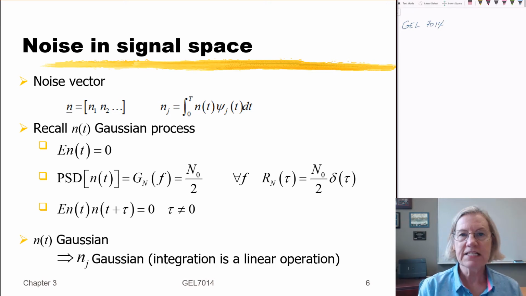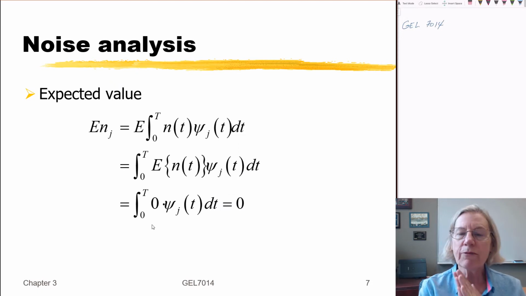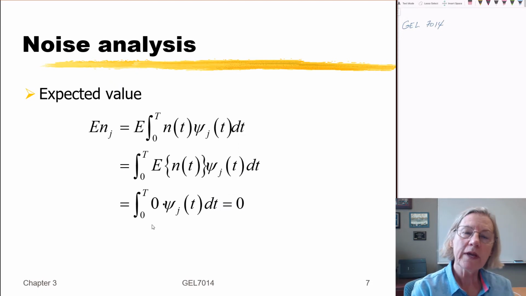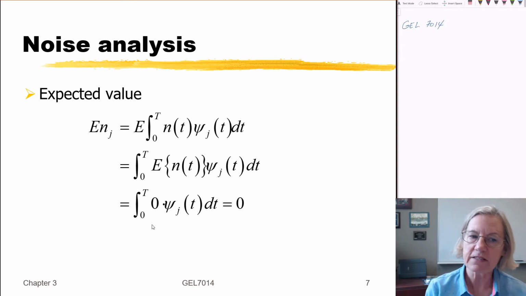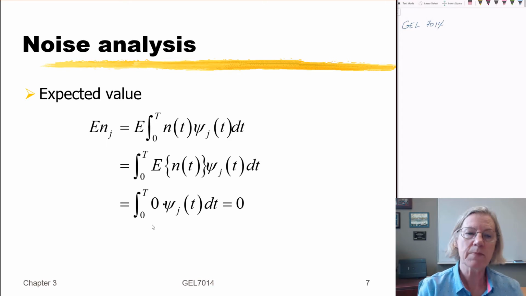Because n of t is an additive white Gaussian noise random process, we know that if we take the integral, which is a linear operation, the result, in this case a random variable because it's a single value, will be Gaussian as well. If we have a Gaussian random variable, to find all of its statistics we have to find its expected value and its variance. So we'll start with the calculation of the expected value.